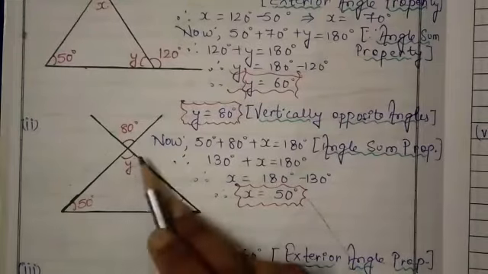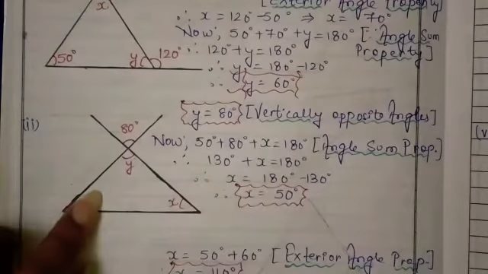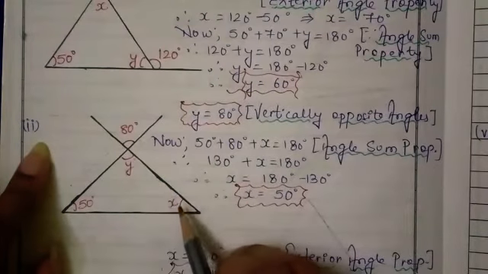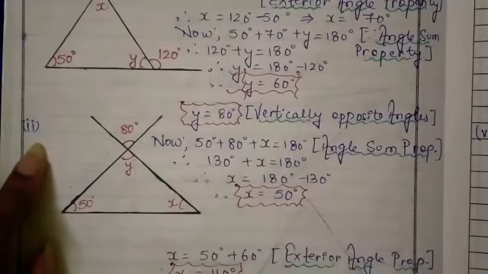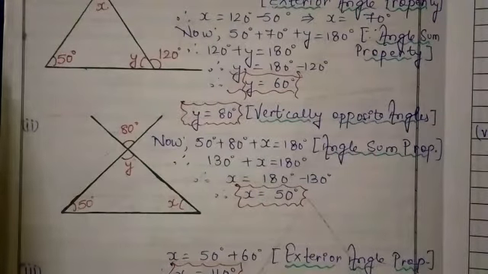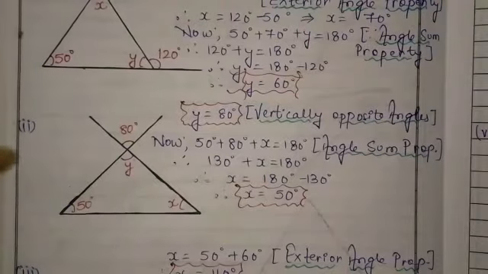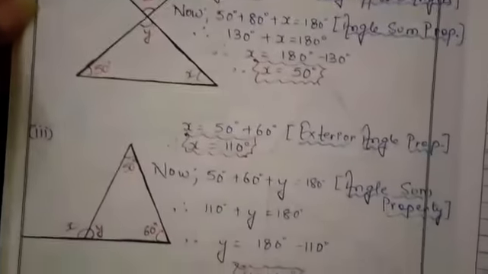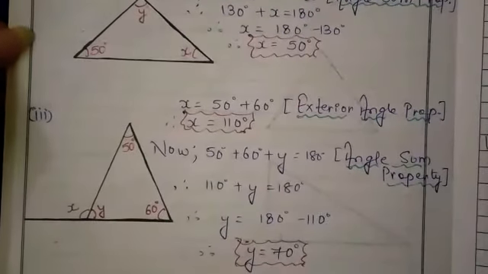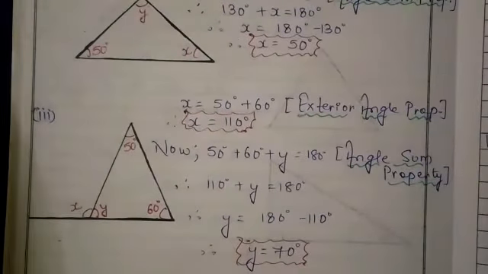You can add and verify your answer also. See, 50 and y is 80. So 50 and 80 will give me 130. 130 and x, that is 130 and 50, will give me 180. So both the values that we have found are absolutely correct. Done. Easy. Quite a tricky one, interesting one, a little bit calculative, and based on just 2 simple properties of triangles. Now let's move on to the next question.